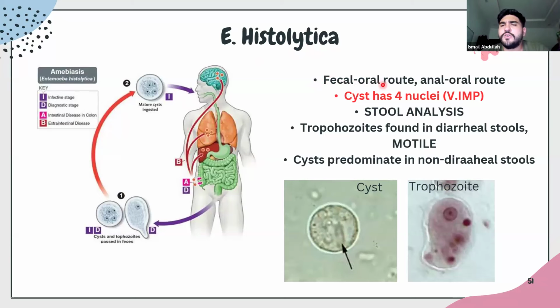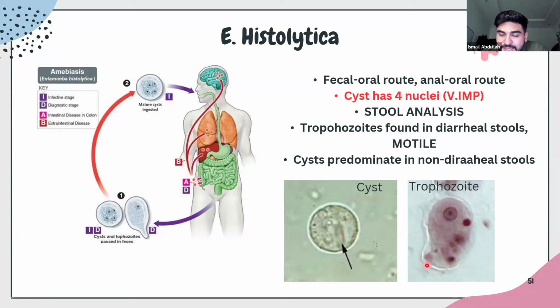So again, fecal oral route. The cyst has four nuclei, and this is very, very important when you come to diagnose because they could give you a cyst with two nuclei, eight nuclei, but four nuclei is indicative that this is E. histolytica. And since it's fecal oral route, you want to order a stool analysis, and you will have a cyst and you'll have a trophozoite.